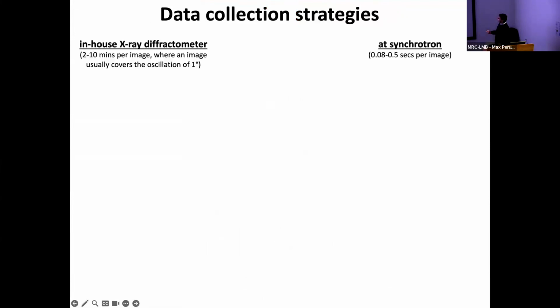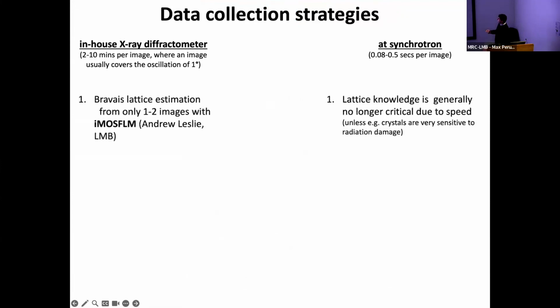So, data collection strategies. In-house, as we said before, it takes 2 to 10 minutes per image. At the synchrotron, it takes tenths of a second per image. So we do larger oscillations in-house. The way you collect is that you oscillate the crystal by 1 degree. You will need to estimate your Bravais lattice.